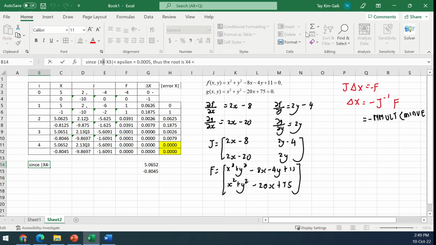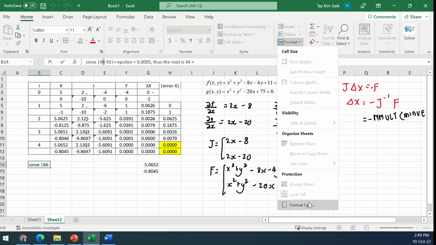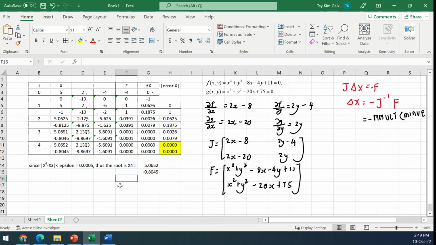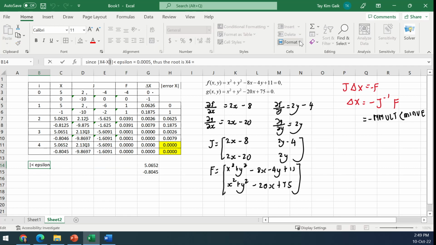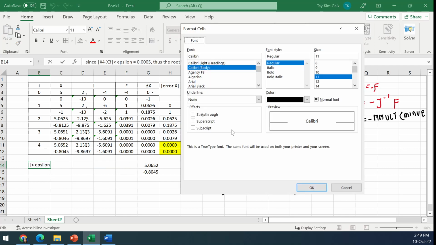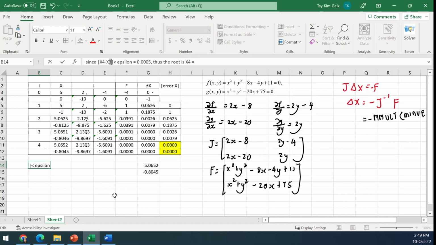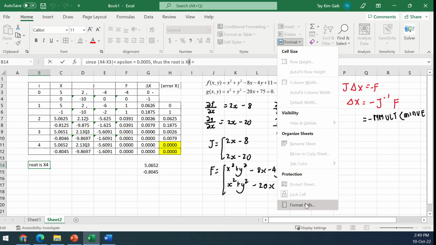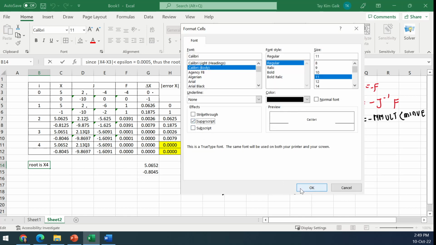Okay, if you want the superscript, you have to format here. Select this one, format cells, click superscript.